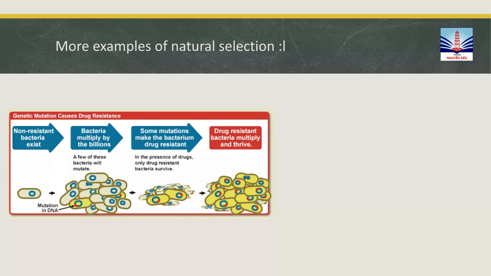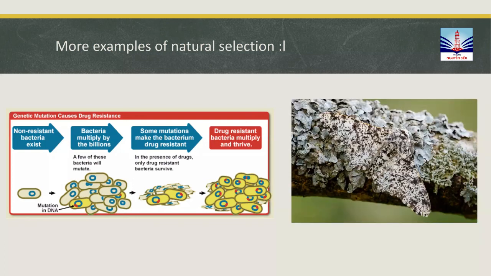And another one is peppered moths. It follows kind of the same structure, the same method as bacteria, only it doesn't multiply by the billions, and its skin color changes to fit with the environment. As we mentioned before, one of the causes for natural selection is the environment.